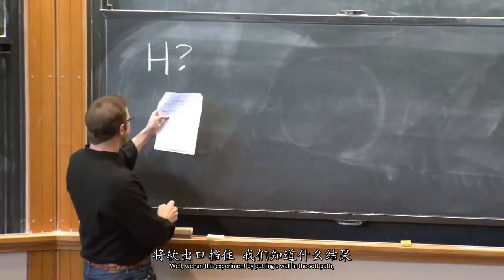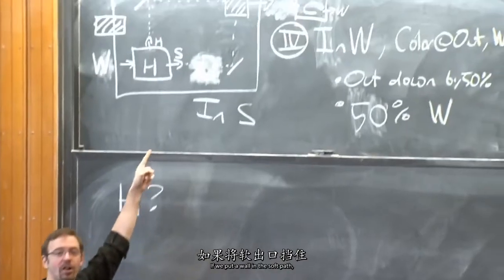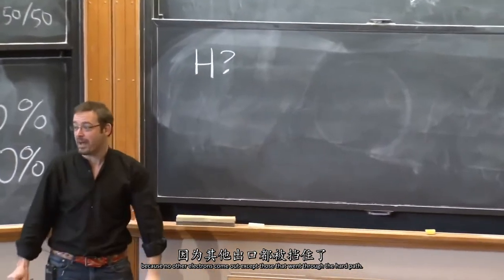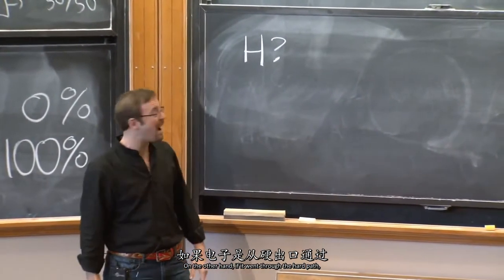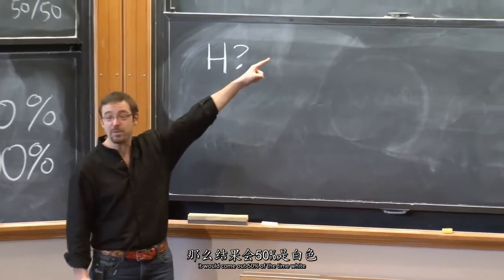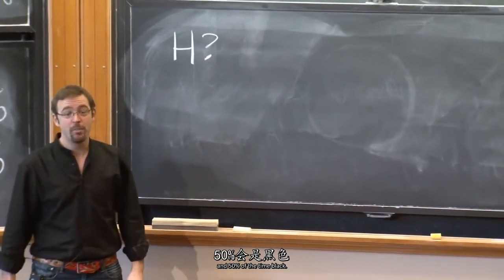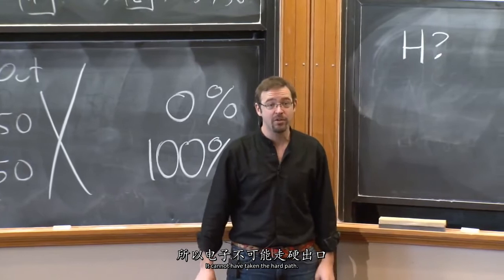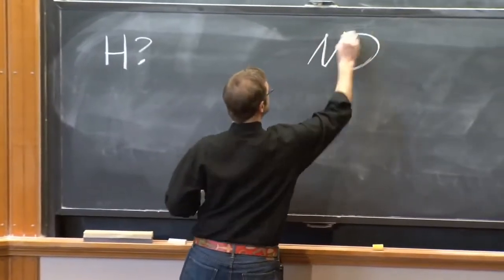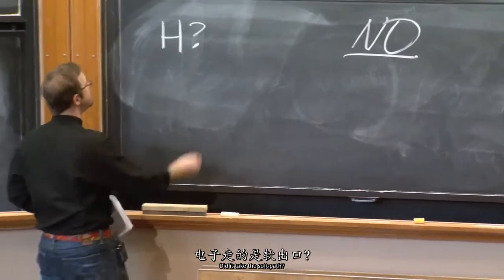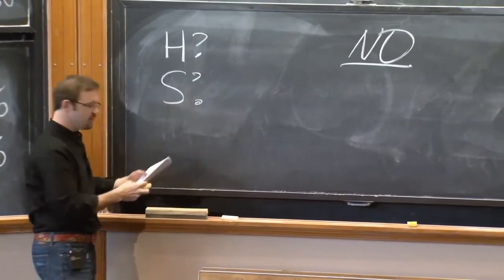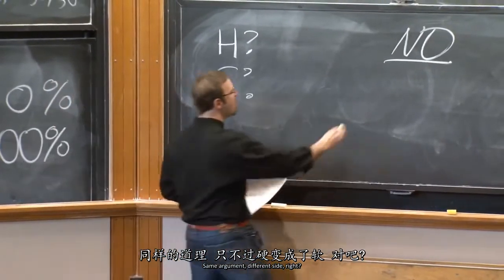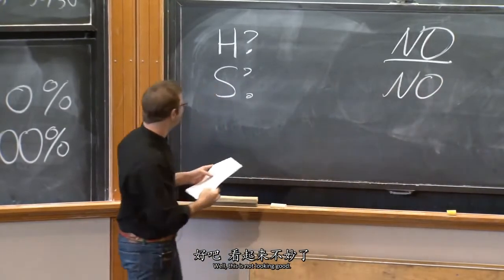Well, we ran this experiment by putting a wall in the soft path. And if we put a wall in the soft path, then we know it took the hard path because no other electrons come out except those that went through the hard path, correct? On the other hand, if it went through the hard path, it would come out 50% of the time white, 50% of the time black. But in fact, in this apparatus, it comes out always 100% white. It cannot have taken the hard path. No. Did it take the soft path? Same argument, different side, right? No. Well, this is not looking good.